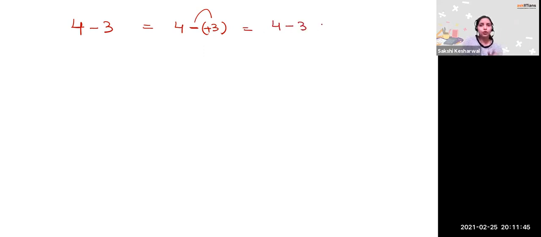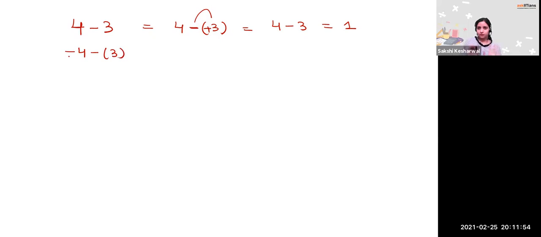So if the number is written, let us suppose, like 4 minus of 3, we will not change it. Just think that it is written like 4 of, negative into positive. Negative into positive is what? Negative. So your answer is 4 minus 3. So 4 minus 3 is equal to 1, right?